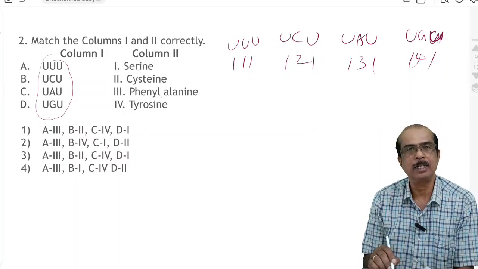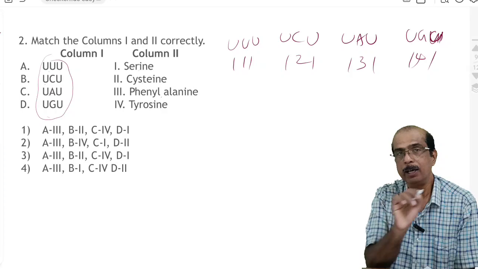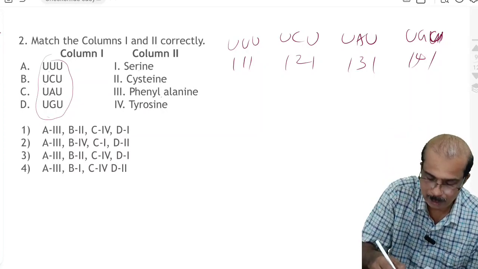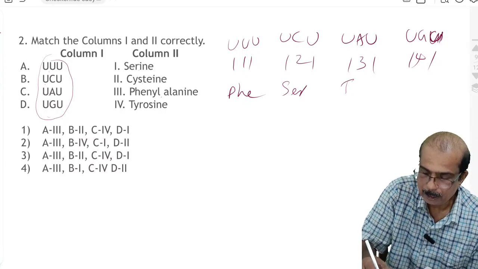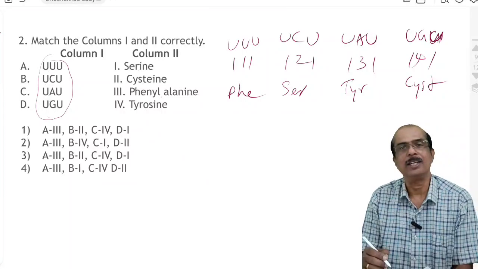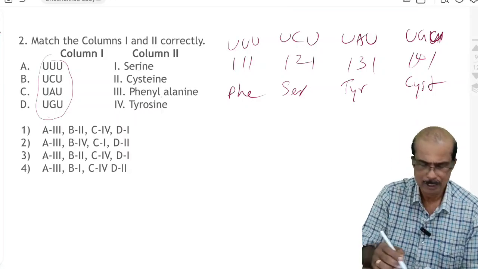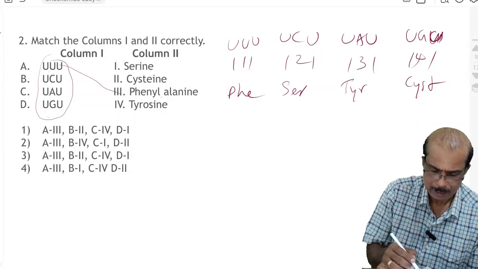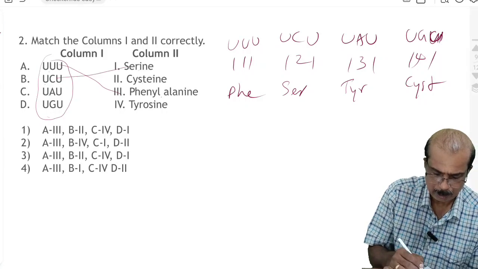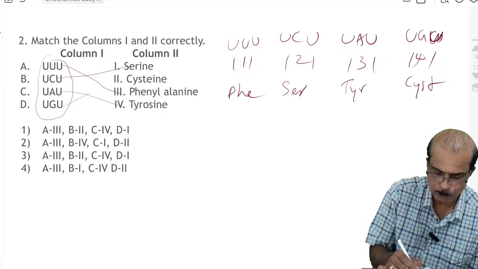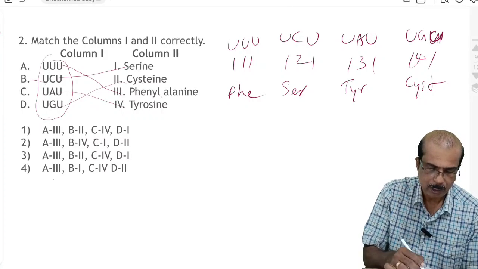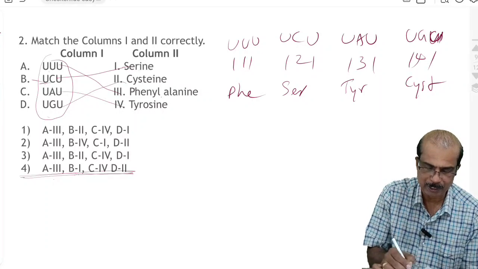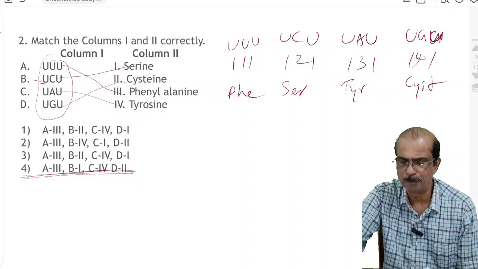These are their three-digit numbers, which are the first amino acids in the row. Here phenylalanine, here serine, here tyrosine, here it is cysteine. You can easily decode that one. UUU phenylalanine, UCU serine, UAU tyrosine, UGU cysteine. What is the answer? A3, B1 here only. So our answer will be the fourth option. You can easily answer such type of questions.